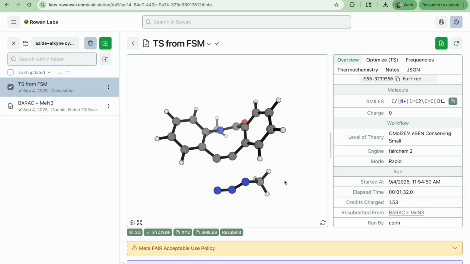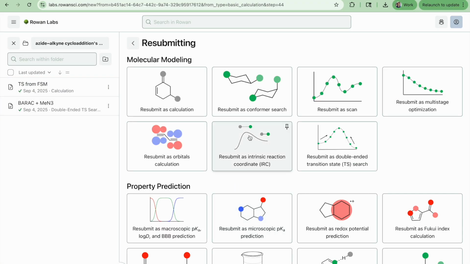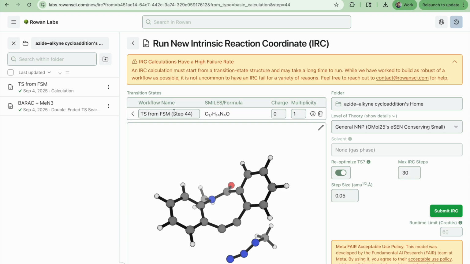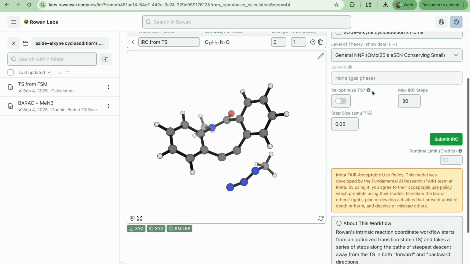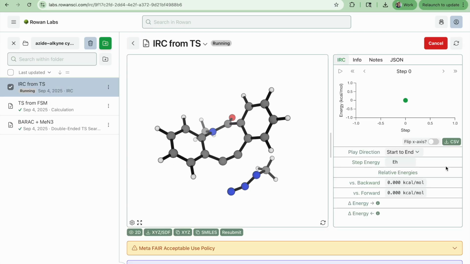So now the last step I want to do in this video is to resubmit this current structure as an intrinsic reaction coordinate calculation. And we can think of this as essentially the frozen string method, but backwards. So here we know our transition state, but we want to find how it goes down on both sides. So we'll say IRC from TS. We're not going to re-optimize the TS because we literally just found it. And we'll keep the default parameters here. And we're just going to submit this.